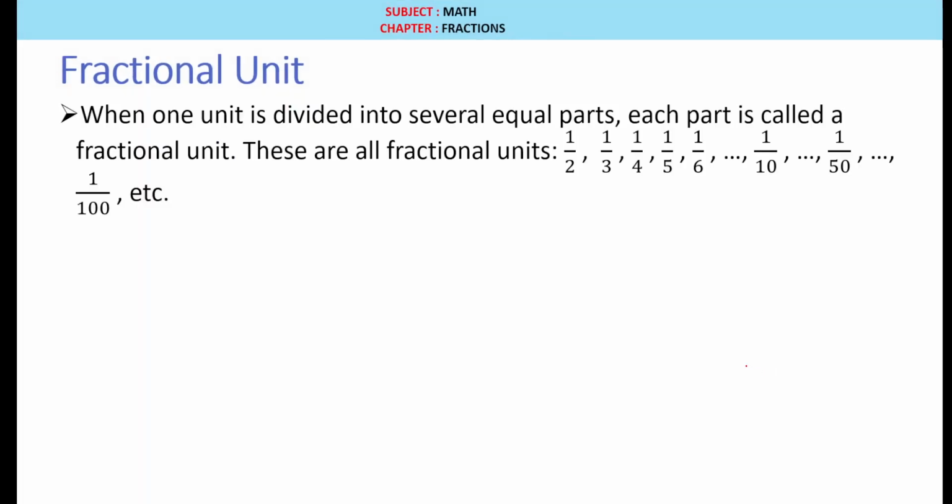Let us see the fractional unit. When one unit is divided into several equal parts, each part is called a fractional unit. So what is the definition of a fractional unit? When one unit is divided into equal parts, each part is called a fractional unit. For example, here a cake is divided into 4 parts. Then 1/4 of this is called a fractional unit.